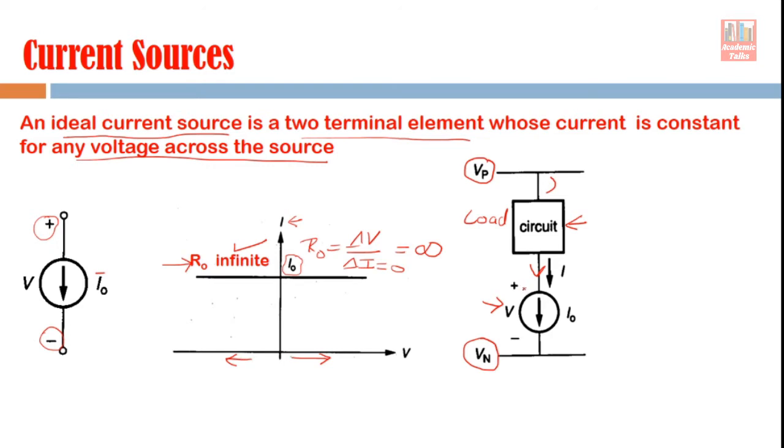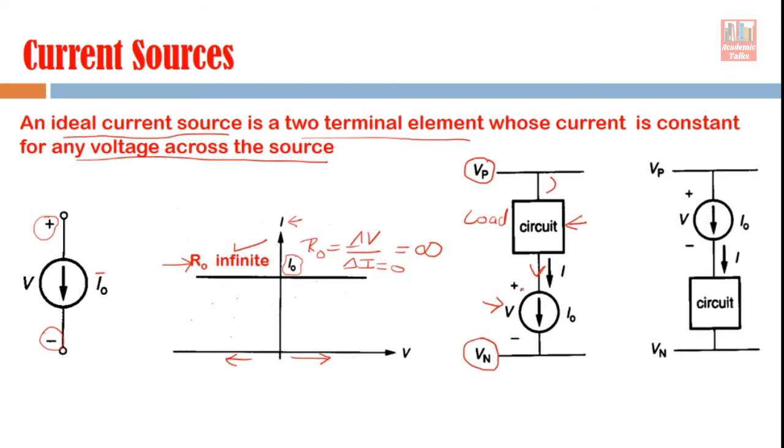Now, this is one way of connecting the circuits. The circuit can be connected in a different way also. In some situations you will see the connections would be like this. So, that is your source here, and your load or your circuit is here. So, what difference is there?